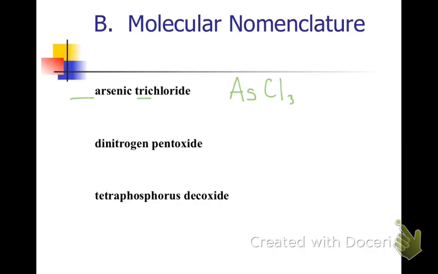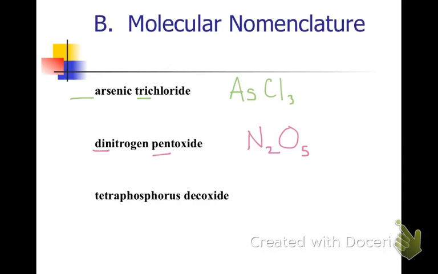For the next one, what's the symbol for nitrogen? N. And how many do we have? 2. What's the symbol for oxide? O. And how many do we have? 5. Notice they dropped the A. It's not pentaoxide, it's just pentoxide. You can't put two vowels together, basically. Most of the time, it's not going to be right.